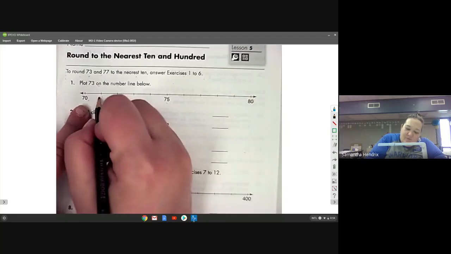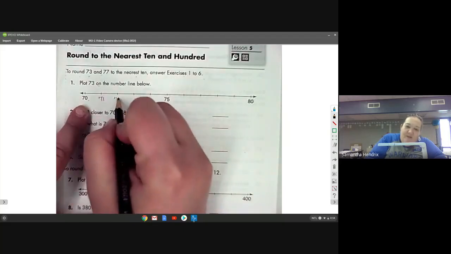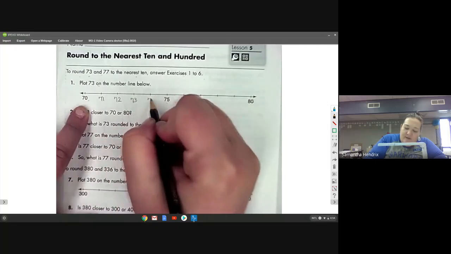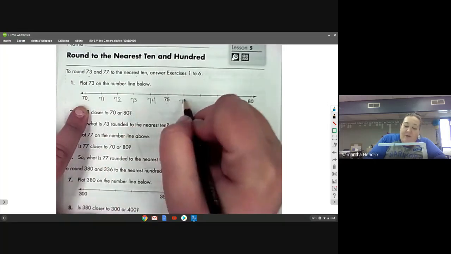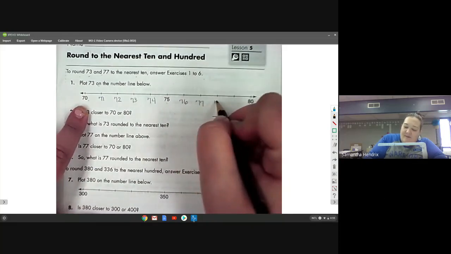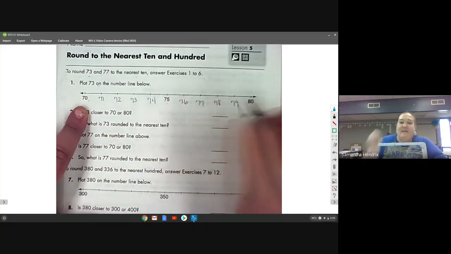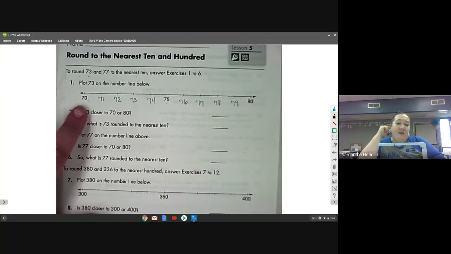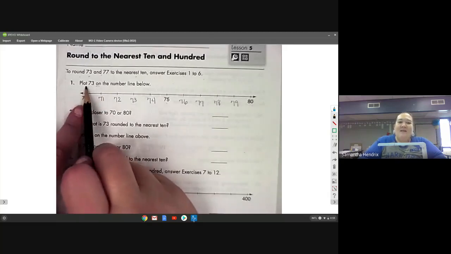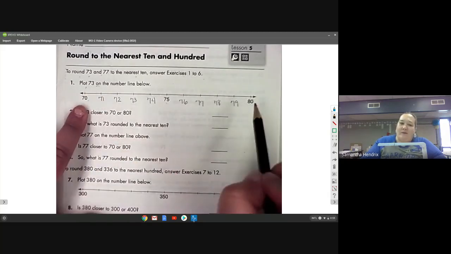We're going to go 71, 72, 73, 74. And remember, you can pause at any time. 77, 78, and 79. Okay, so if you need to pause to do that, go ahead. Okay, so it says plot 73. When we see it say plot, that just means it wants you to put it on a number line.